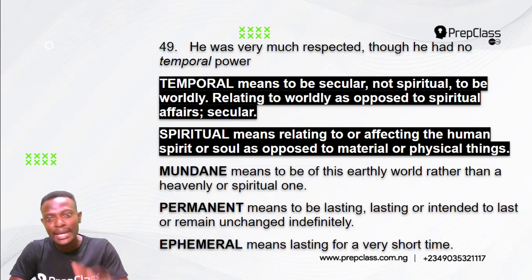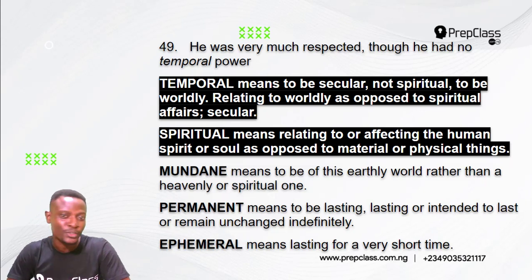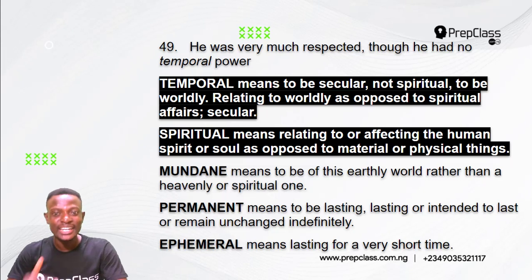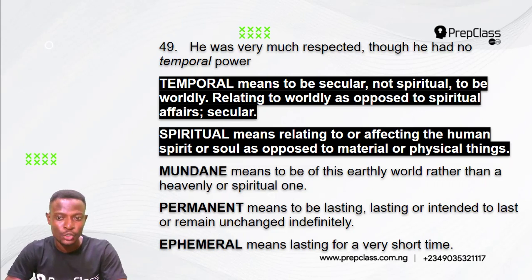It is not mundane. Mundane means to be of this earthly world rather than a heavenly or spiritual one. This can serve as a synonym for temporal. It is not permanent. Permanent means to be lasting, lasting or intended to last or remain unchanged indefinitely. The opposite meaning to permanent is temporary, not temporal. It is not ephemeral. Ephemeral means lasting for a very short time.